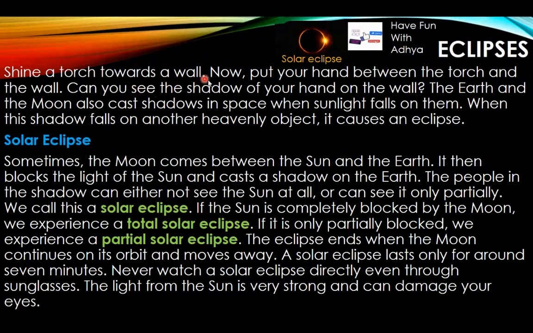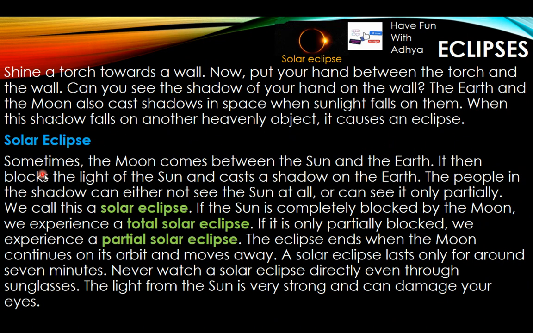Eclipses. Shine a torch towards a wall. Now put your hand between the torch and the wall. Can you see the shadow of your hand on the wall? The Earth and the Moon also cast shadows in space when sunlight falls on them. When this shadow falls on another heavenly object, it causes an eclipse.